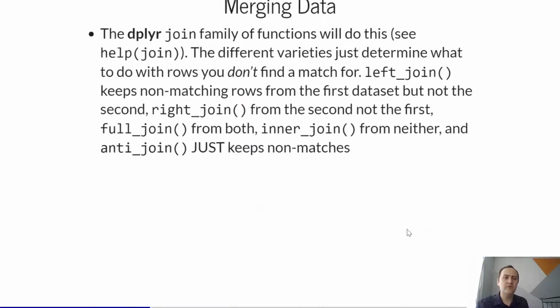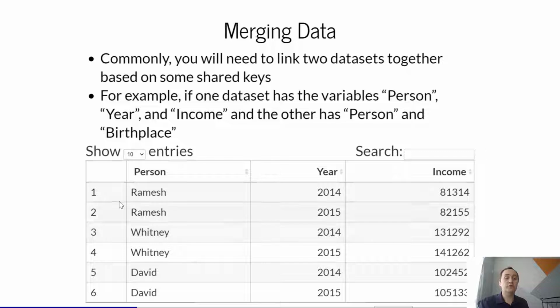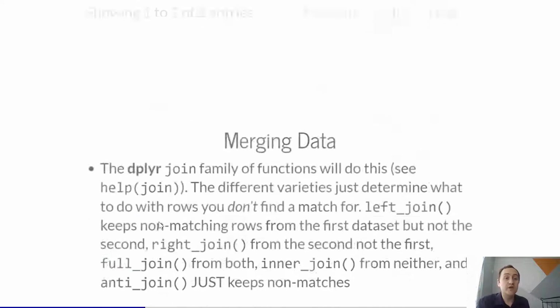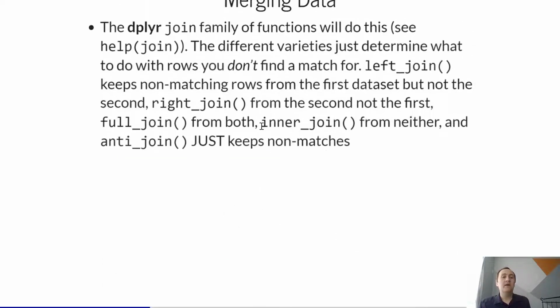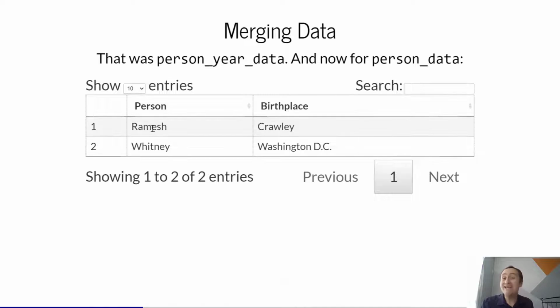So what do I mean by that? If we look back at our data here, notice that we're joining on the person variable, right? And Ramesh shows up twice. Okay, so what happened when we joined things together? Well, Ramesh still shows up twice in this data, and we assigned the single birthplace that we had for him of Crawley to both of those observations, right? And this works because Ramesh is only in here once, right?